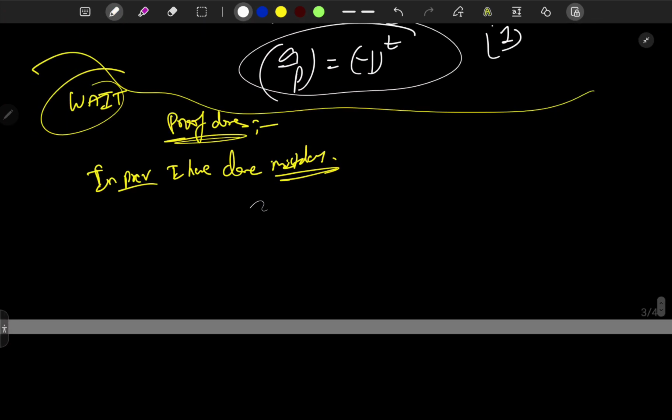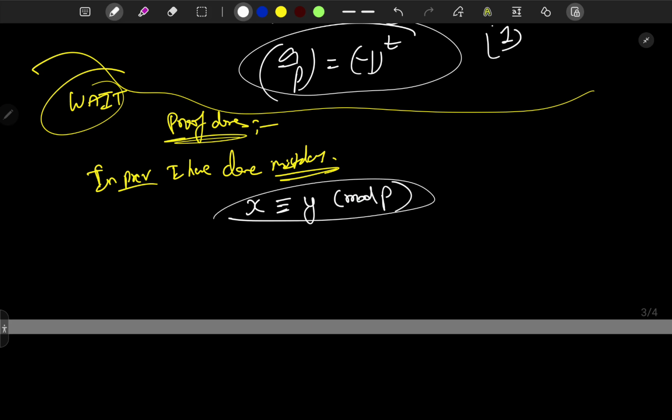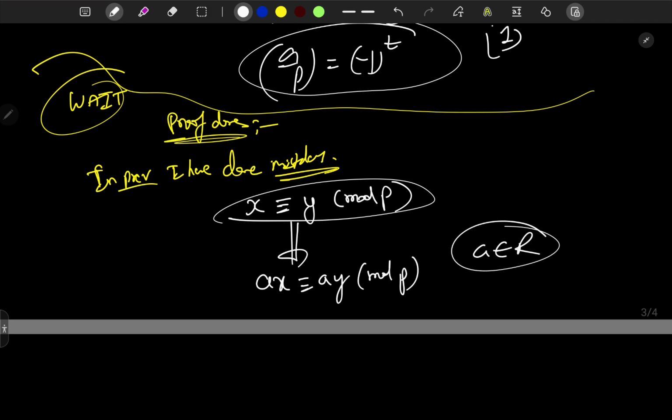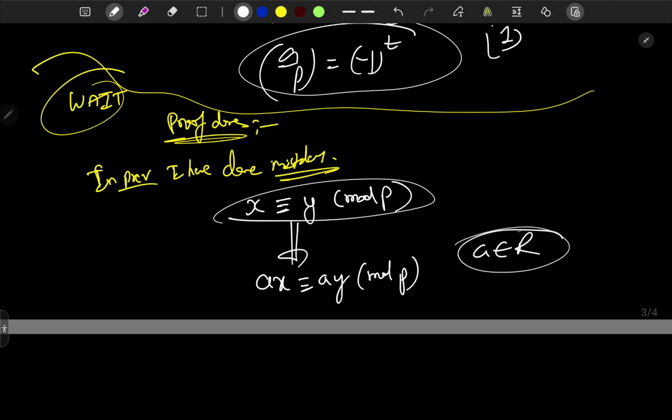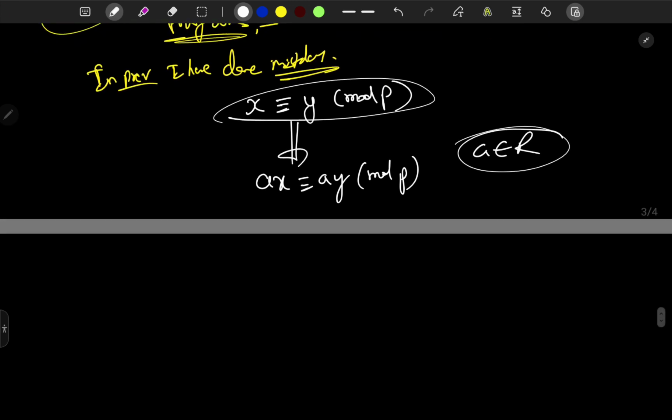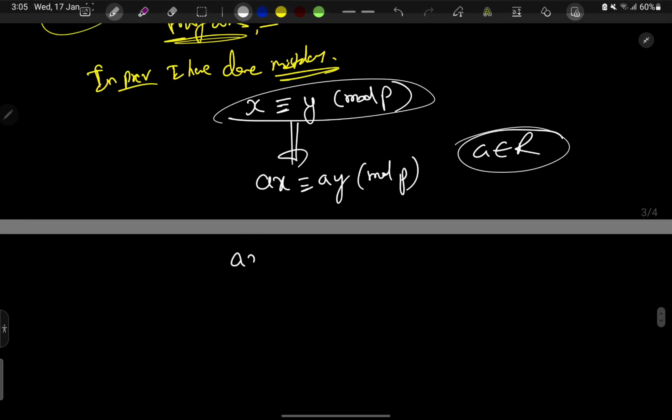Proof is done. Like I have done in previous videos, I have made some mistakes, meaning I overlooked something. Whenever I have x congruent to y mod p, then I can conclude that ax equals ay mod p, where a belongs to real numbers. It's completely a real number, it can be anything, no problem. This I can conclude.